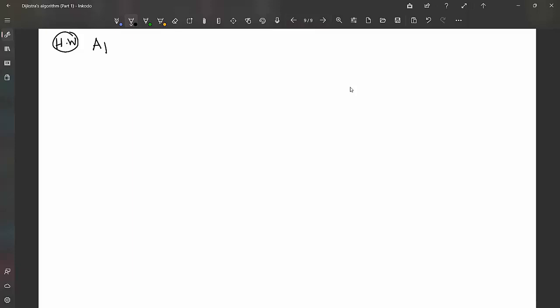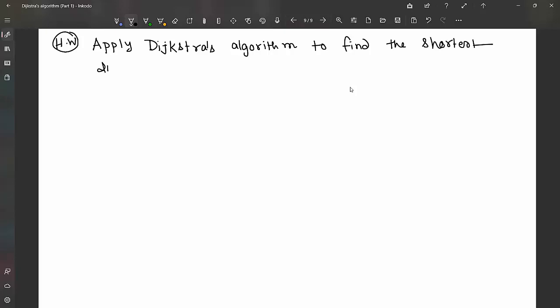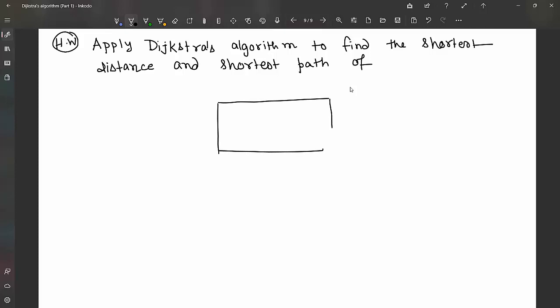Apply Dijkstra's algorithm to find the shortest distance and shortest path of this graph. So this is the graph, take it, and here this is the graph.